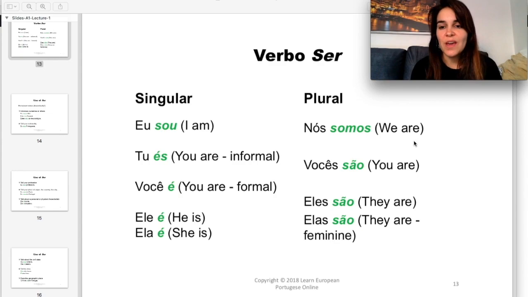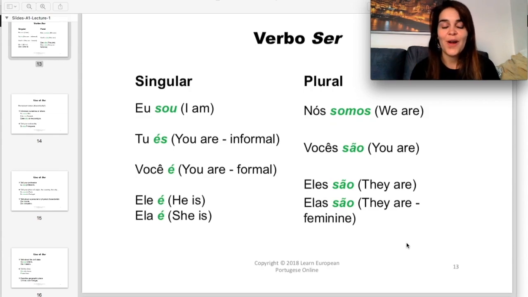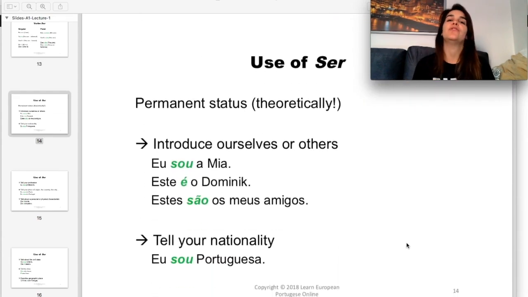Nós somos is we are, and vocês são is you are, plural, so you all are. And then eles são, they are, and elas são, it's also they are, but for feminine, so when you have only women, for example. So again, I'm going to repeat. We have eu sou, tu és, você é, ele é, ela é, nós somos, vocês são, eles são, elas são. Okay, so this is the conjugation. That's the easier part. But when should you use this verb?